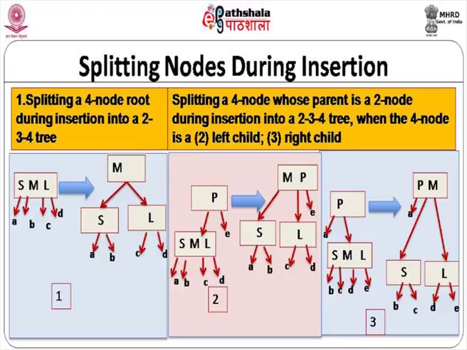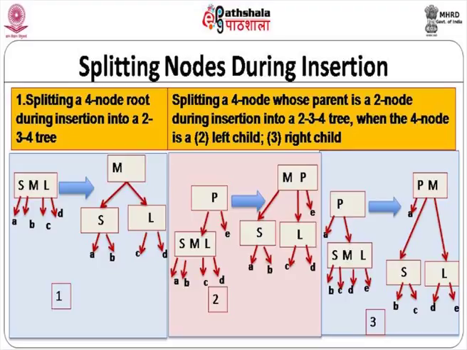Now, let us look at splitting a 4 node whose parent is a 2 node rather than no parent. Here we have a 4 node SML whose parent is a 2 node, because it has a value P and a child E. So, you are trying to split SML.